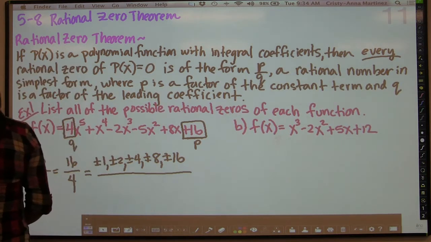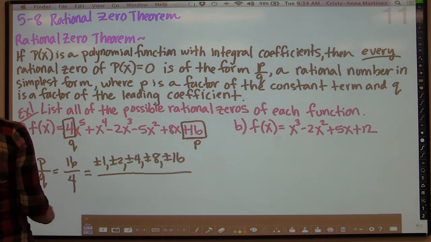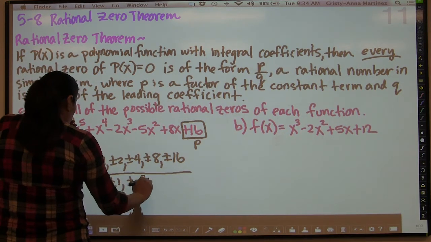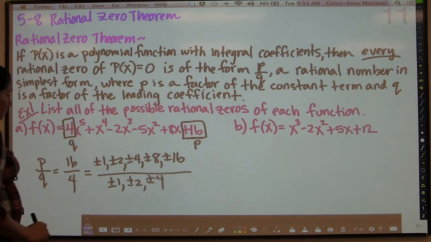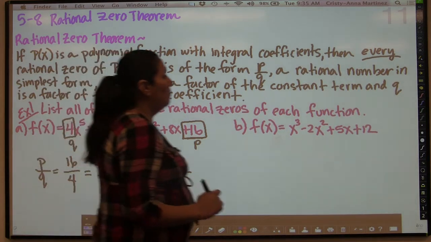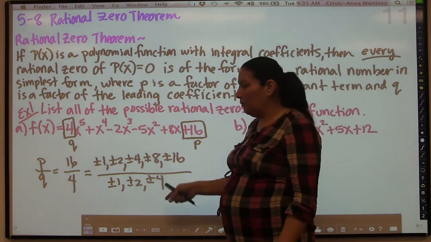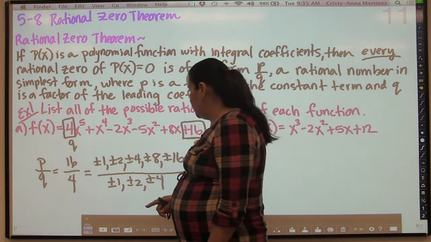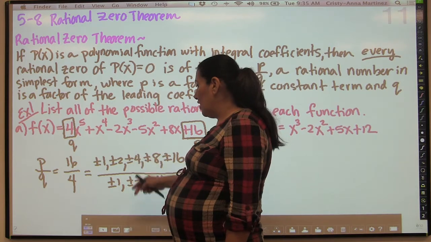And then on the bottom, we're going to do the factors of 4 in a very similar fashion. The factors of 4 are plus or minus 1, plus or minus 2, and plus or minus 4. All right? And you would think that you were done now, but no, you're not. Our final answer is to come up with all of the possible combinations, taking the ratio, or the fraction, of all of these.